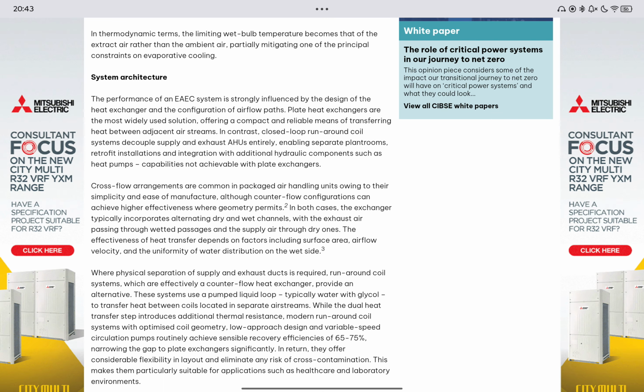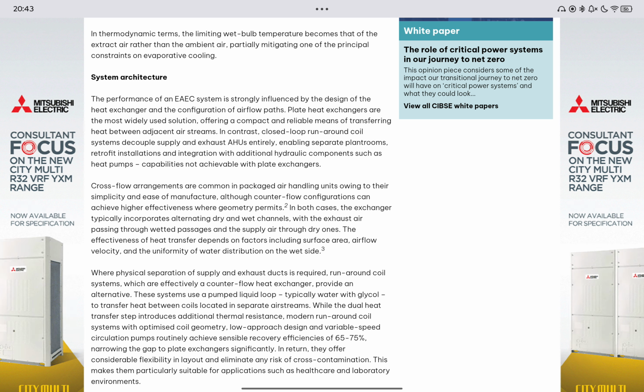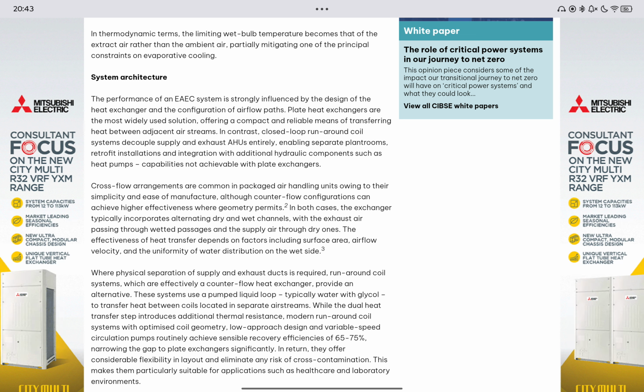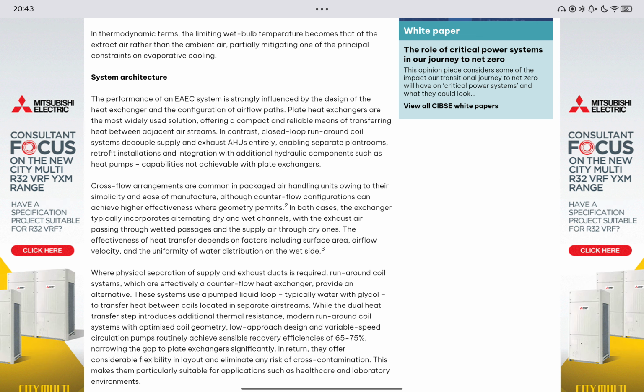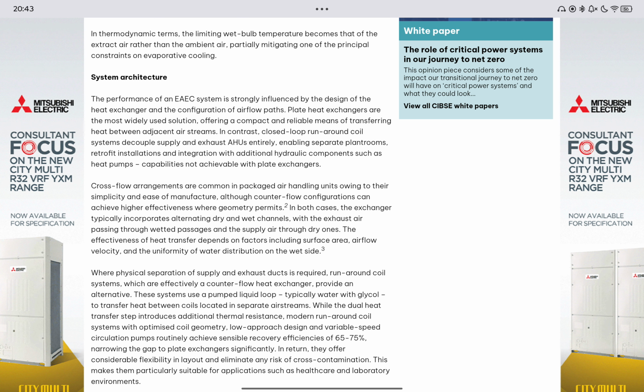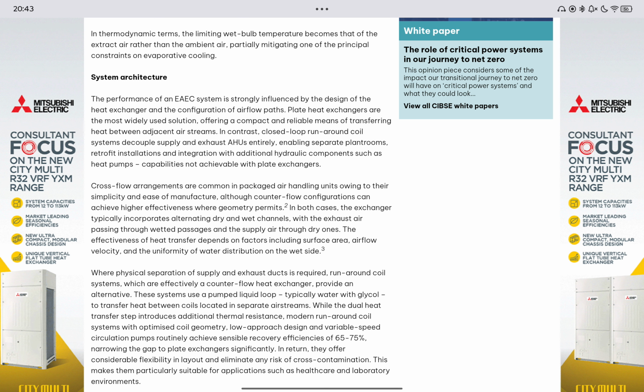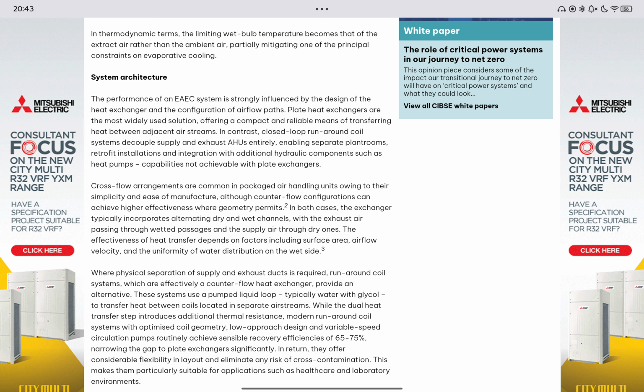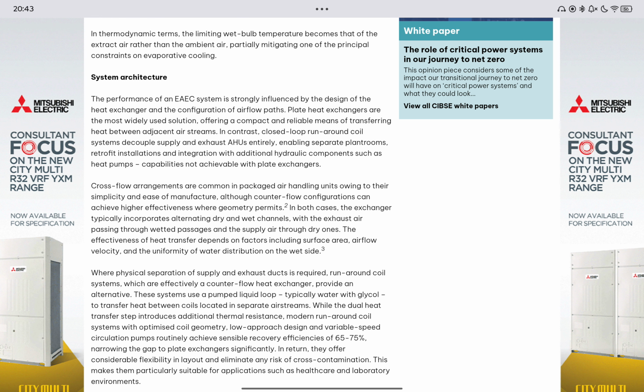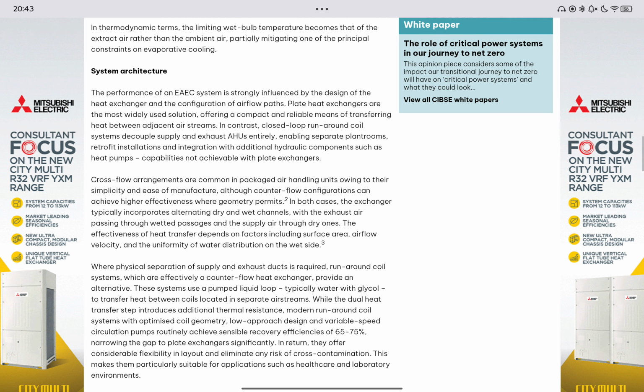System architecture. The performance of an EAEC system is strongly influenced by the design of the heat exchanger and the configuration of airflow paths. Plate heat exchangers are the most widely used solution, offering a compact and reliable means of transferring heat between adjacent airstreams. In contrast, closed-loop runaround coil systems decouple supply and exhaust AHUs entirely, enabling separate plant rooms, retrofit installations, and integration with additional hydraulic components such as heat pumps. Capabilities are not achievable with plate exchangers.